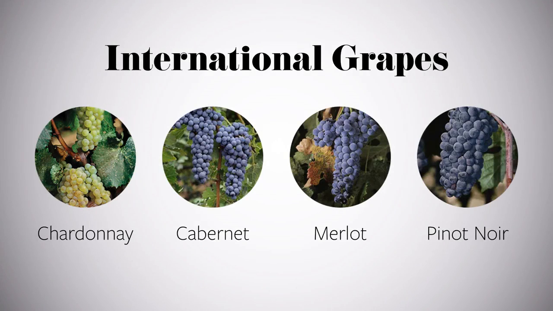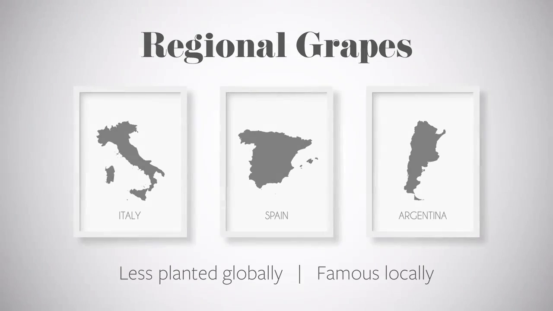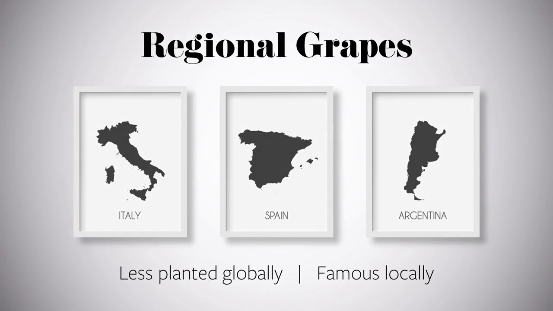Those grapes then become what we call the international grapes, the ones that immigrated from other places. And you could probably name what those are: Chardonnay, Cabernet, Merlot, Pinot Noir, and so forth. So those are traditional grapes that have become international grapes. Some grapes that are less planted around the world but more famous in a certain locale are known as regional grapes. Grapes which are quite famous in northern Italy or in northwestern Spain or in Argentina, but don't have much in the way of export, at least at this point in time.